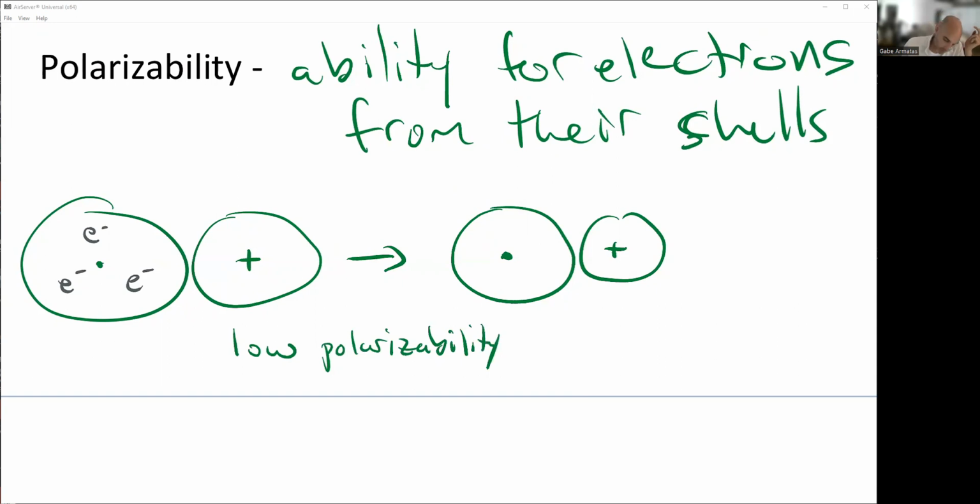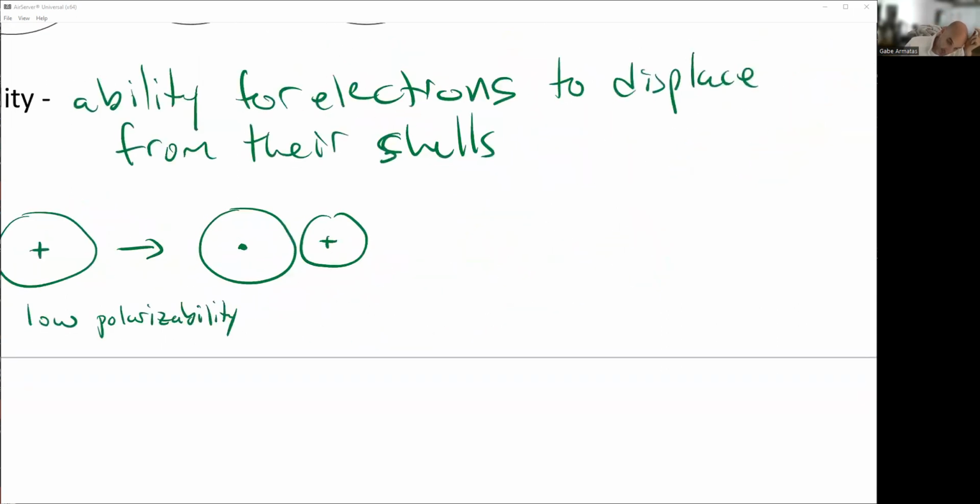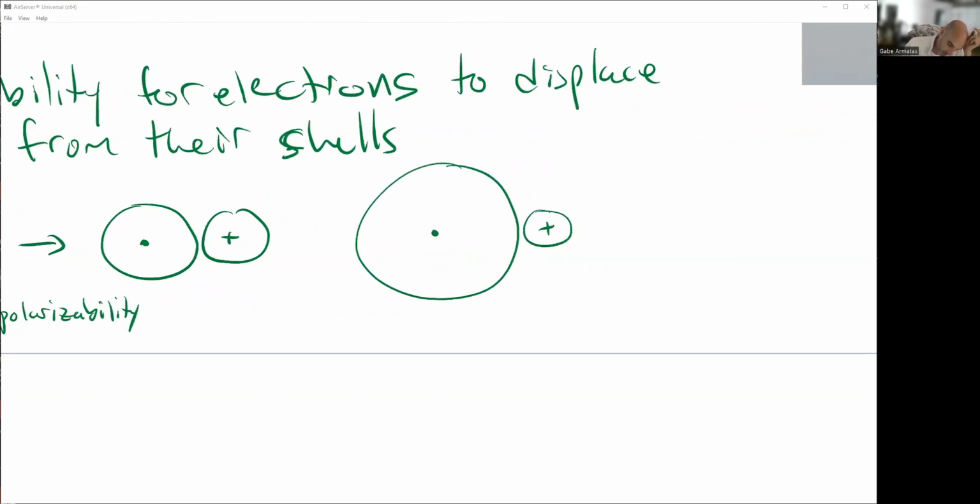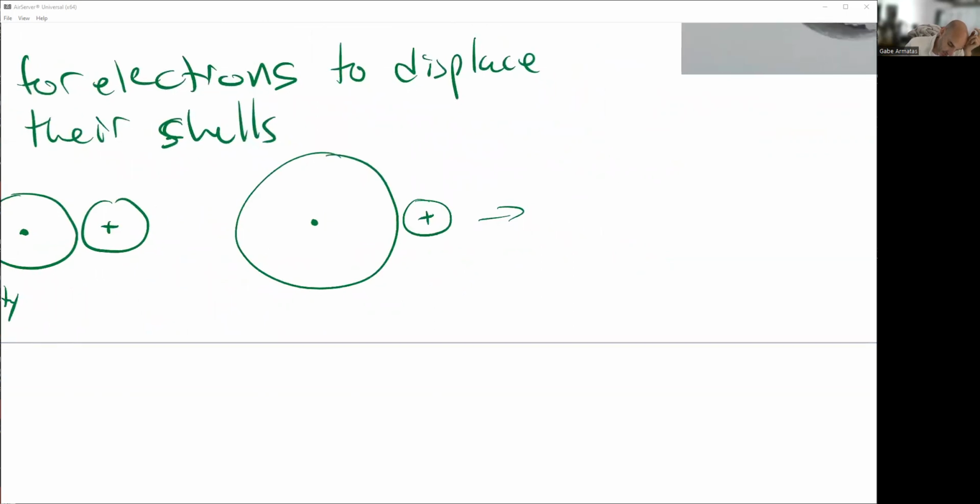So there's a very low polarizability in this. If I have something that has a high polarizability, this is generally when they're larger in size, and I bring a positive next to it, what you might end up seeing is the electron cloud kind of heads in the direction of that positive charge. This would have high polarizability.